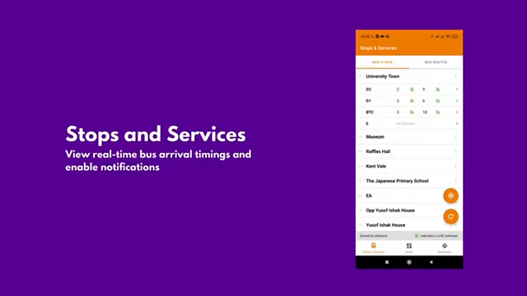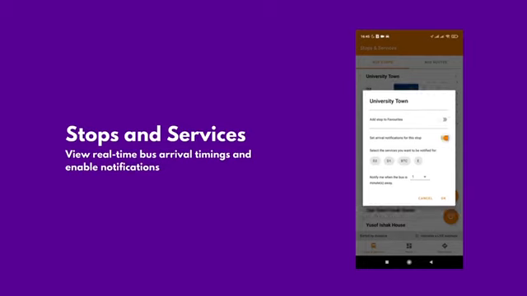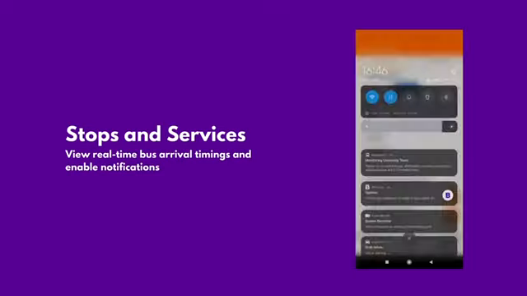When users click the three ellipses on the right side, they'll be greeted with a new dialog. Simply toggle the switch to set arrival notifications, and users can then select which service and what timing they want to be notified at. Once that is done, users just need to click OK, and our app will alert them when the selected buses are arriving at their selected timing.